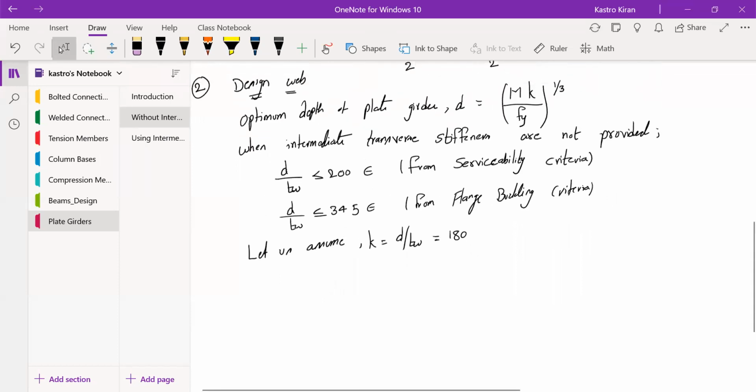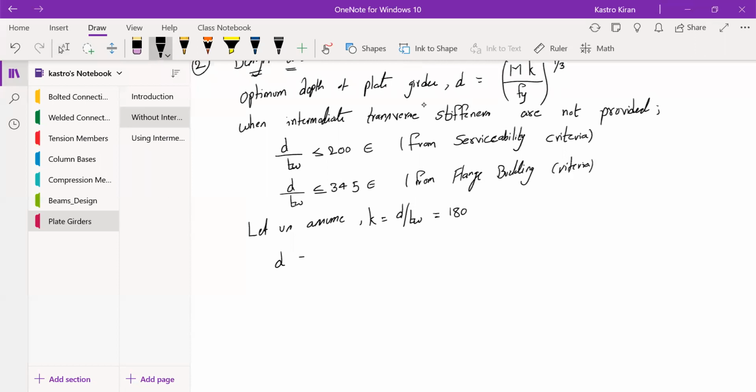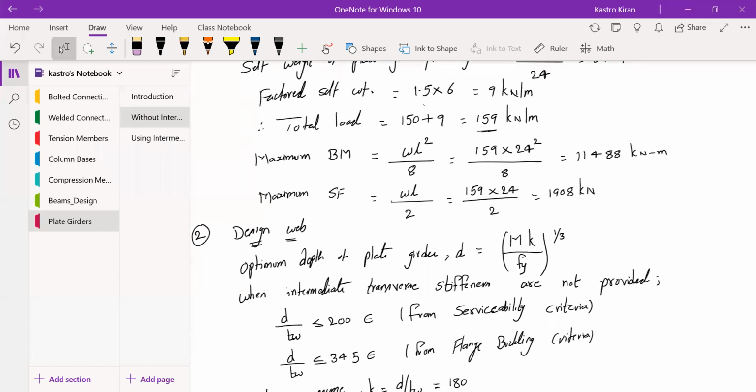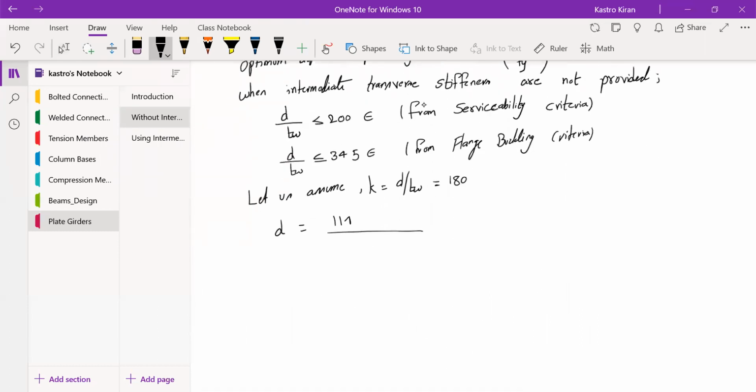Now let's find out the optimum depth of web. D equals (M K by fy) whole power 1 by 3. What is the value of M? It is 11488 into 10 power 6, the maximum bending moment, and the K value is 180, upon fy value of 250, whole power 1 by 3. If you solve this, you will get the optimum depth as 1871.9 mm.